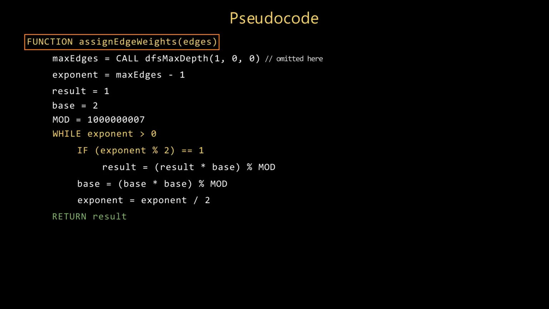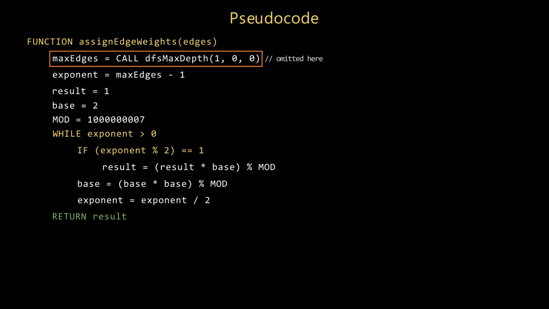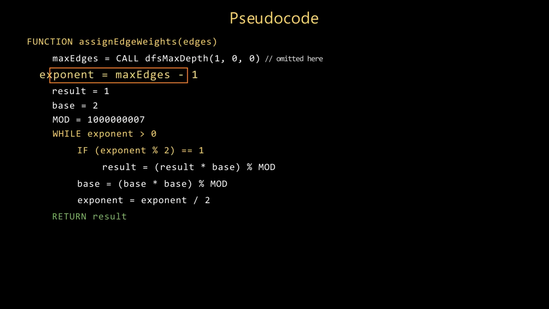Define the main function with the tree edge list. Find the longest root to leaf path length by calling depth first search from the root. Set the exponent to max depth - 1, matching our combinatorial formula. Start the running product at 1. Use 2 as the base we will repeatedly square. Keep every intermediate value inside the problem modulo.